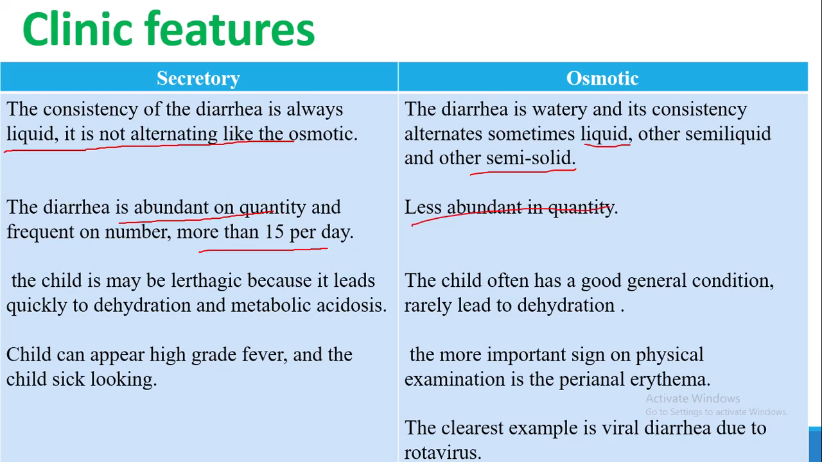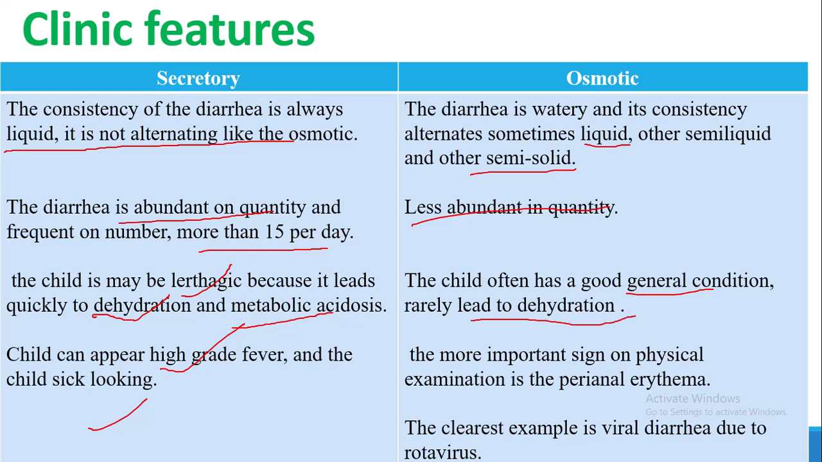And then when you look at the state of the child in secretory, because there is increased loss of a lot of fluids, the child will appear lethargic. They quickly get dehydrated and also get metabolic acidosis. The child appears with high-grade fever and sick looking. However, in osmotic, the child has good general condition. They rarely lead to dehydration.